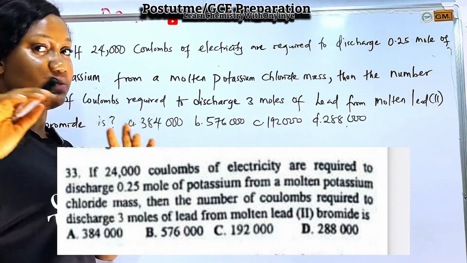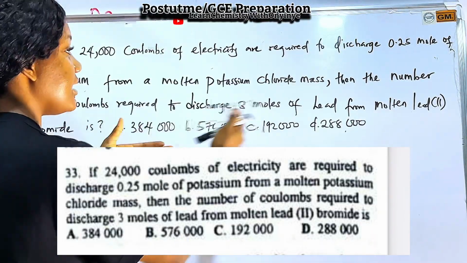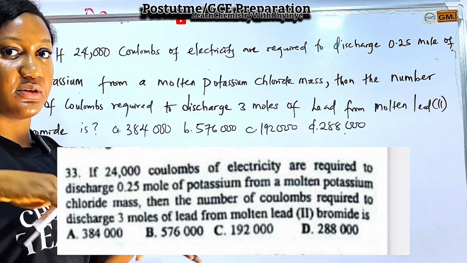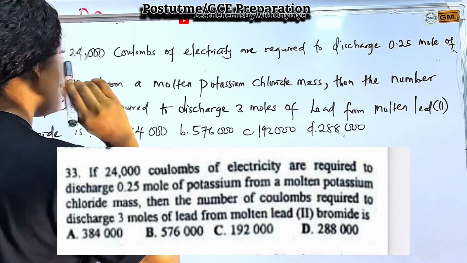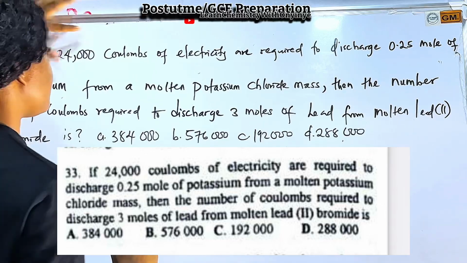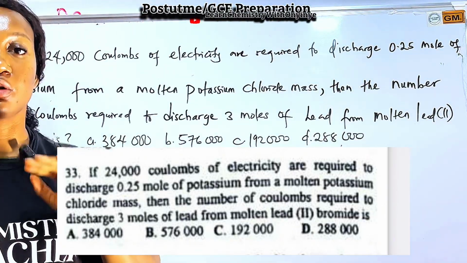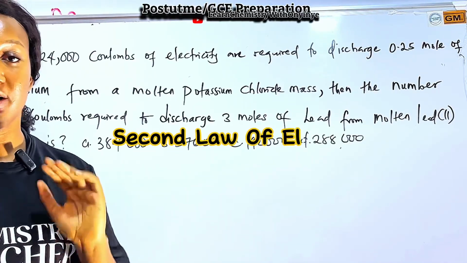The question you're going to ask yourself first is, what is the relationship between potassium and lead? Totally different, right? So why are we asked to look for the coulombs required to discharge lead from molten lead(II) bromide when the first sentence was talking about potassium? Now, this is where we talk about the second law of electrolysis.